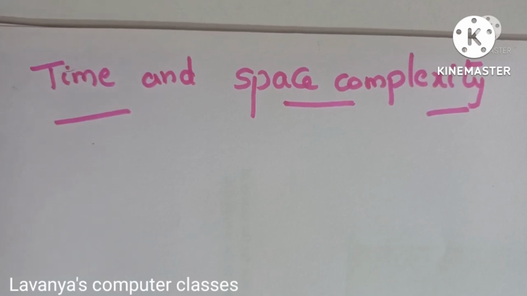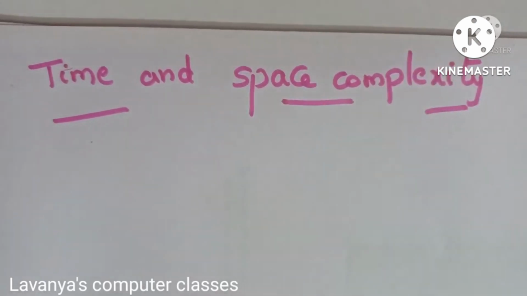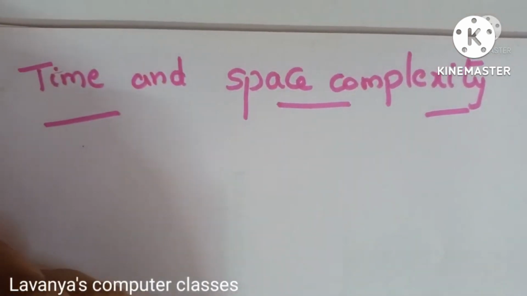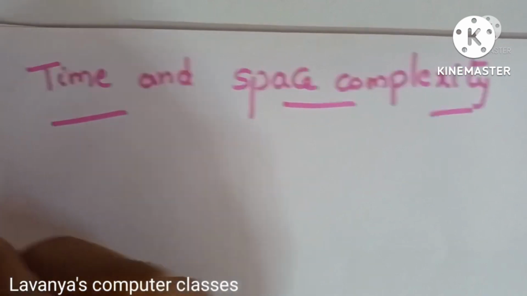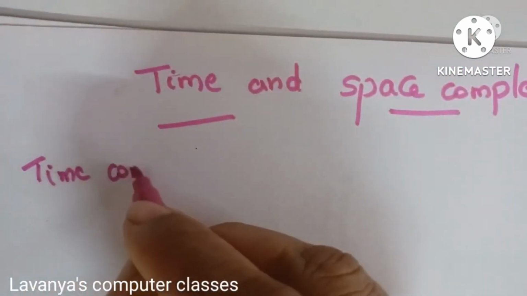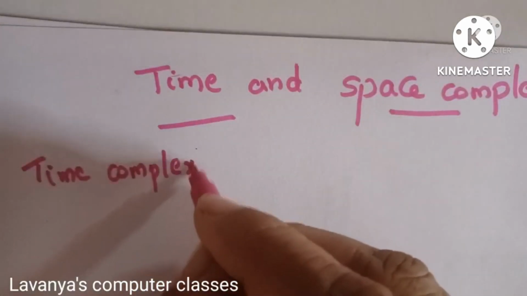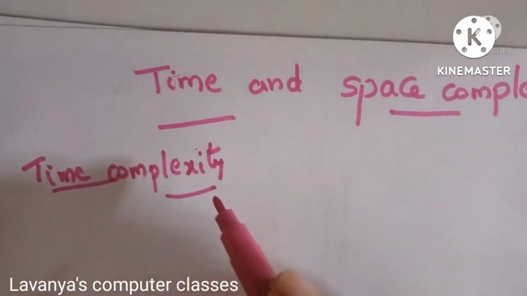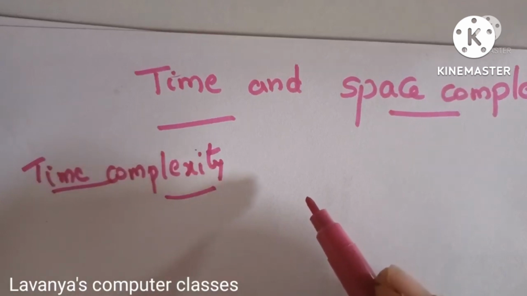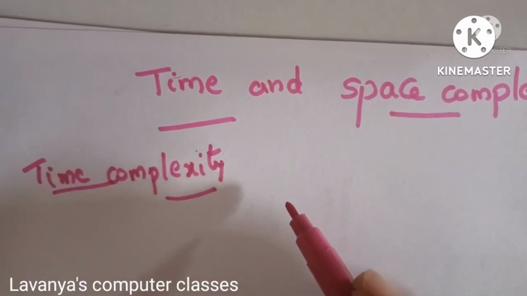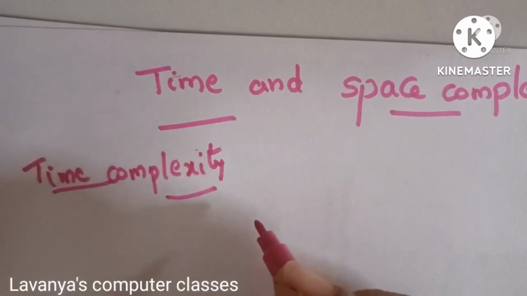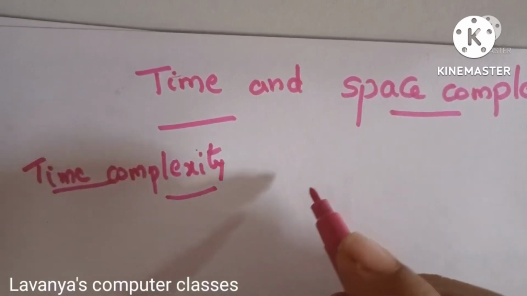What is the time and space complexity of an algorithm? What is the meaning of time and space complexity? First I will go for time complexity. What is time complexity? Time complexity of an algorithm is the total amount of time required by an algorithm to complete its execution.